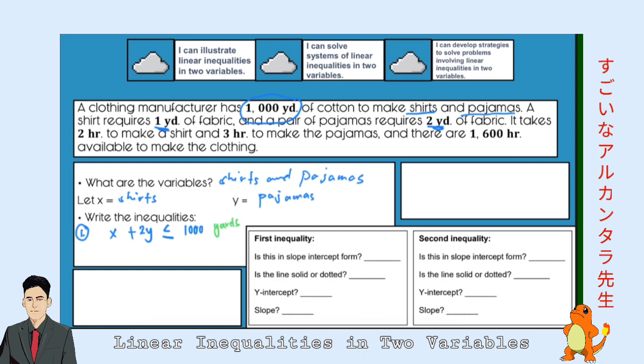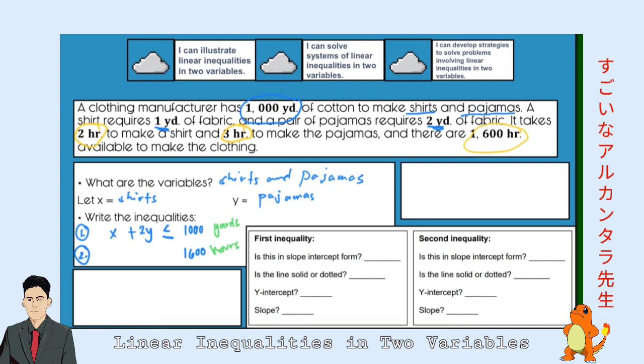Similarly, what would be our second linear inequality? Other than the yards, what else is being talked about here? The hours. Wait, I'll use a different color. I'll just use yellow. So we have hours: 3 hours, 2 hours, 1,600 hours. So you'll start at the end with 1,600. And always remember, class, the context is important. So you have here hours.